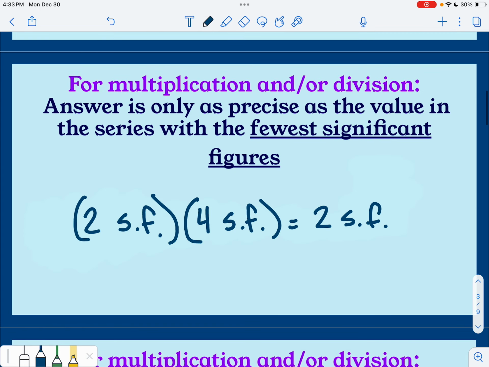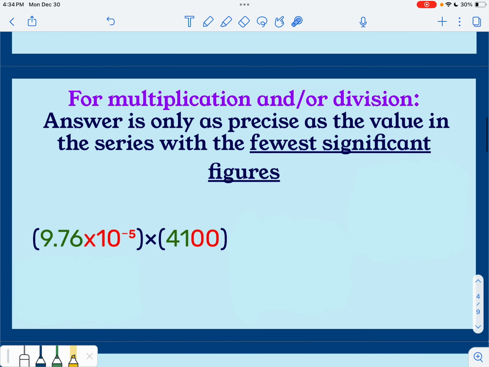Okay. So for multiplication and division, your answer can only be as precise as the value in the series with the fewest significant figures. So what does this mean? Let's say you take a number that has two significant figures and you multiply it by a number that has 4. Well, your answer could only have two significant figures in it because your answer can only be as precise as the value with the fewest significant figures, which in this case is 2.